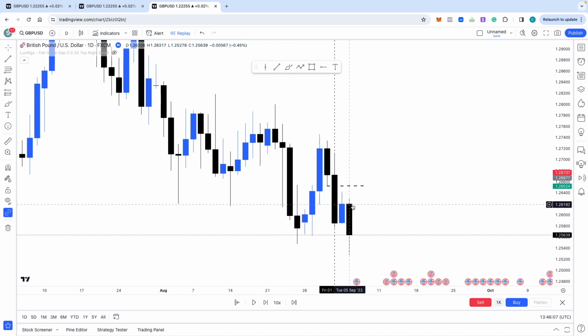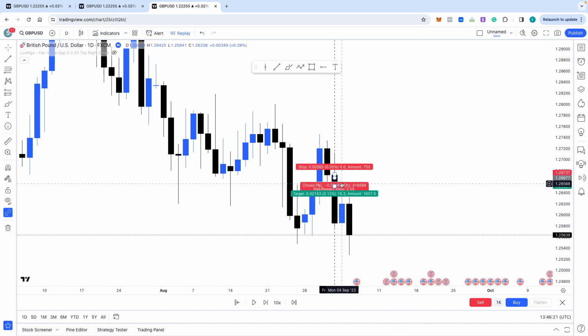We had this bearish candle over here that had swept the previous day's low. And so I was expecting another bearish candle since we've formed a lower high.